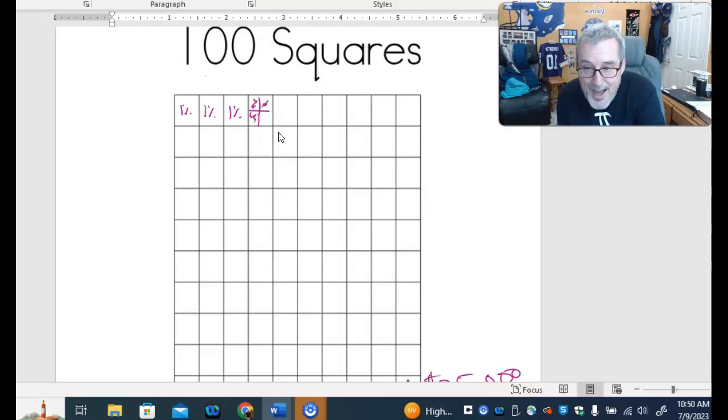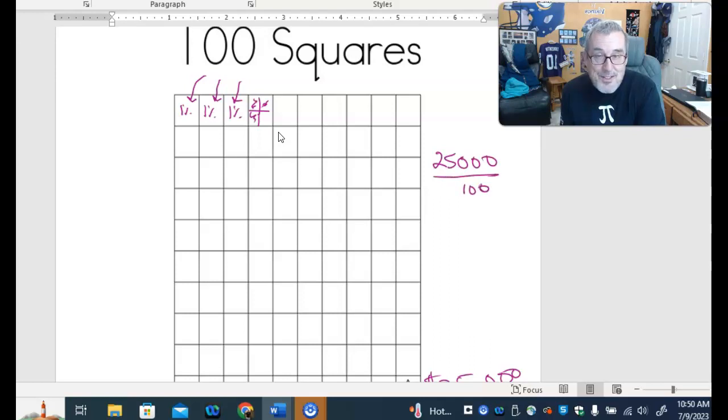So first, how much money would be in each of these squares if there's $25,000 total and there's 100 squares? So I'm going to take $25,000 and I'm going to equally divide it among the 100 squares to see how much goes in each square. Now you could probably do this one in your head, because dividing by 100, it would just be $250. So each percent is $250.